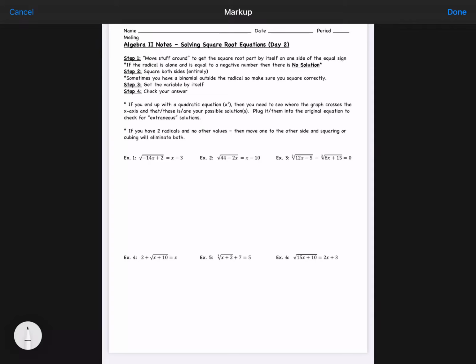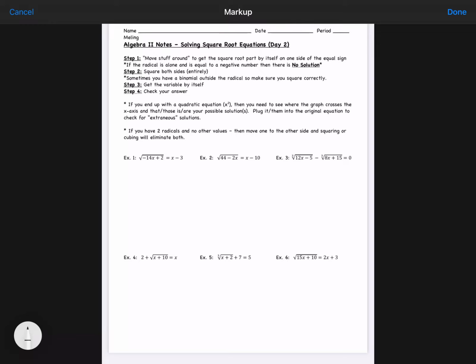All right, so today we're getting a little more in depth in terms of solving square root equations. So we still have to move stuff around to get the square root part by itself on one side of the equal sign. Remember, if the radical is alone and equal to a negative, there is no solution. Step two, square both sides entirely, and then get the variable by itself, and we finally have to check our answer.